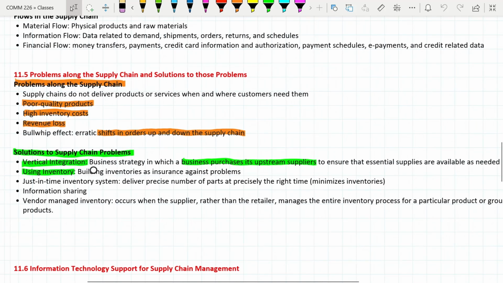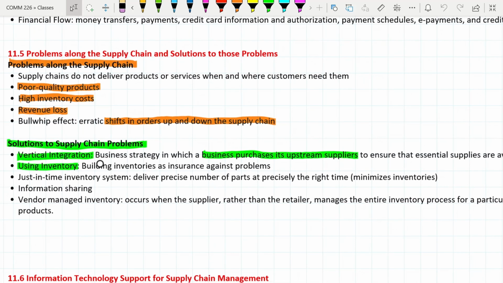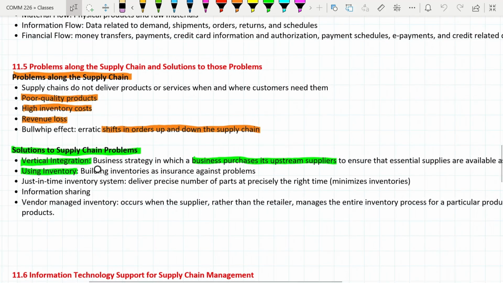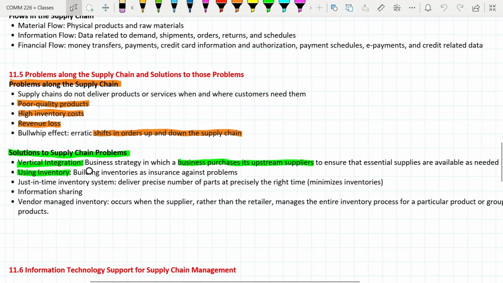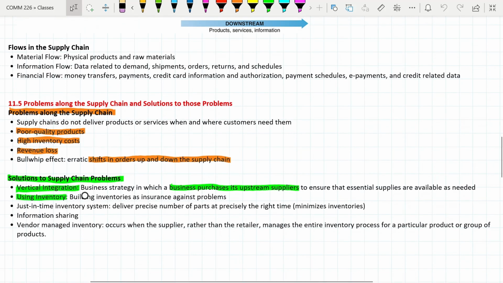Information sharing, I guess that's just sharing your information about the supply chain and how much material is needed, how much material is being produced, and all of that. Vendor managed inventory occurs when the supplier, rather than the retailer, manages the entire inventory process for a particular product or a group of products. So this is the vendor managed inventory. The supplier, rather than the retailer, manages the entire inventory process.